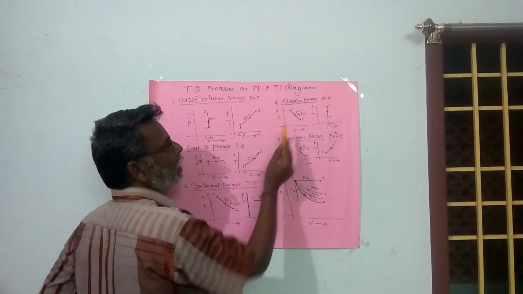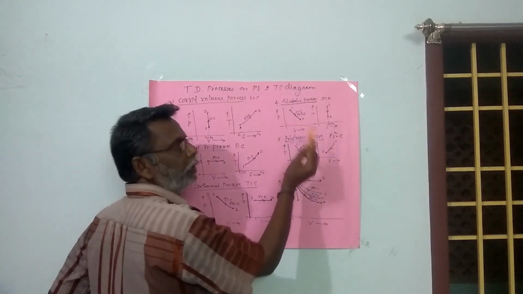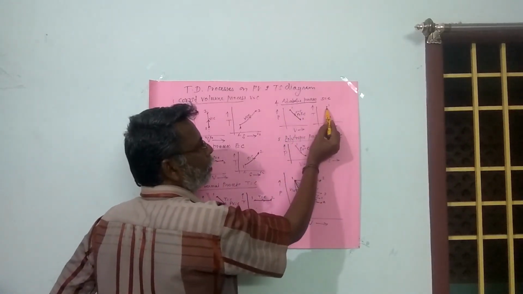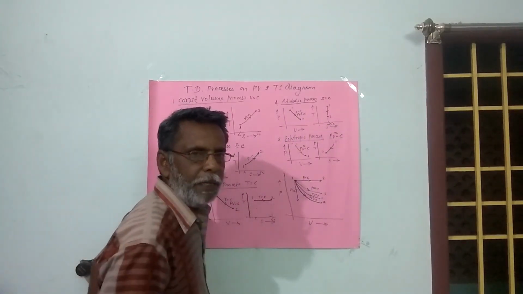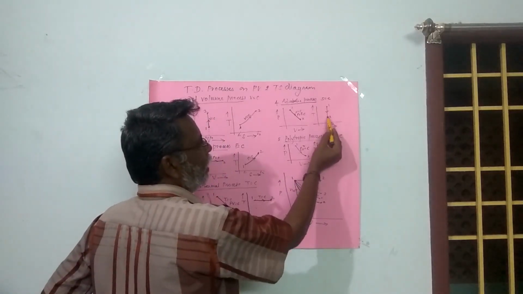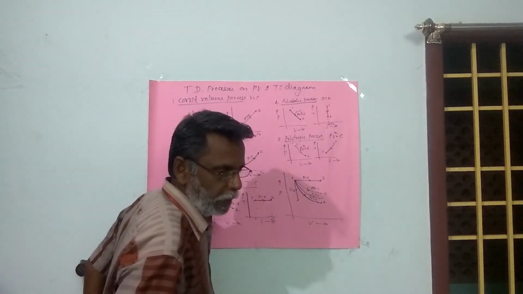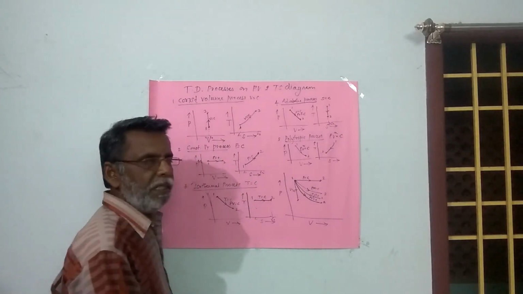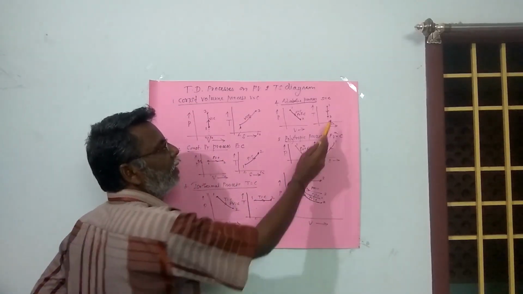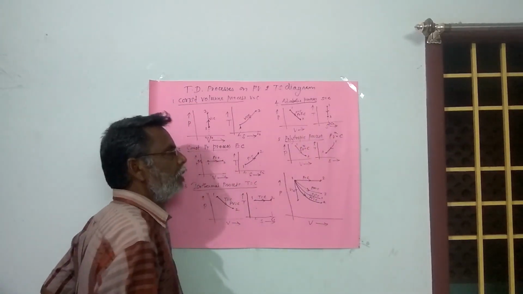So in the adiabatic process, there is no heat transfer. If you see the temperature entropy diagram, it is a vertical straight line. So S1 is equal to S2. So there is no change in entropy. The heat transfer value is 0.